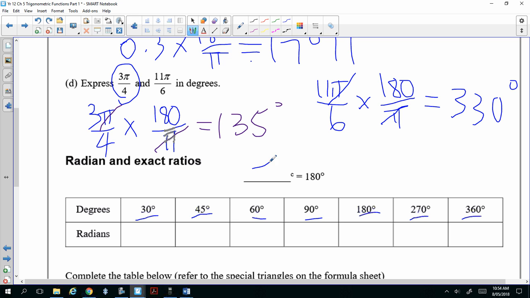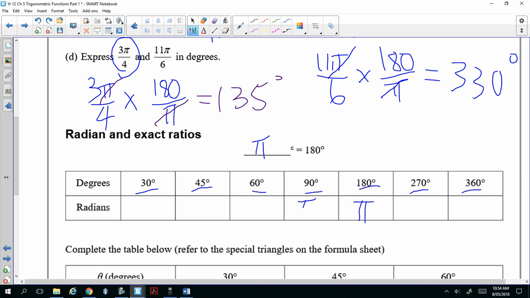So 30, let's start with 180. This is pi. Put pi there. Now 90 is half of 180, isn't it? So naturally, the radian will be pi over 2. That's 90 because it's half of 180. 60, what fraction is 60 of 180? What fraction?